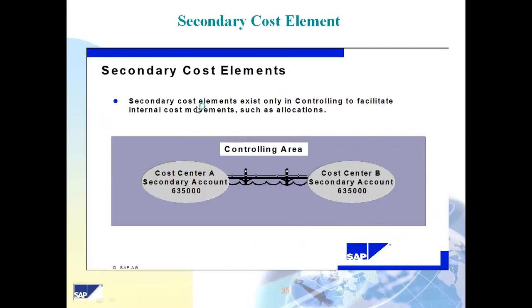Then there is the secondary cost element. It is available only in controlling, to facilitate internal cost movements such as allocations, absorptions, settlements, etc. There is no corresponding element available in FI. It exists only within CO.